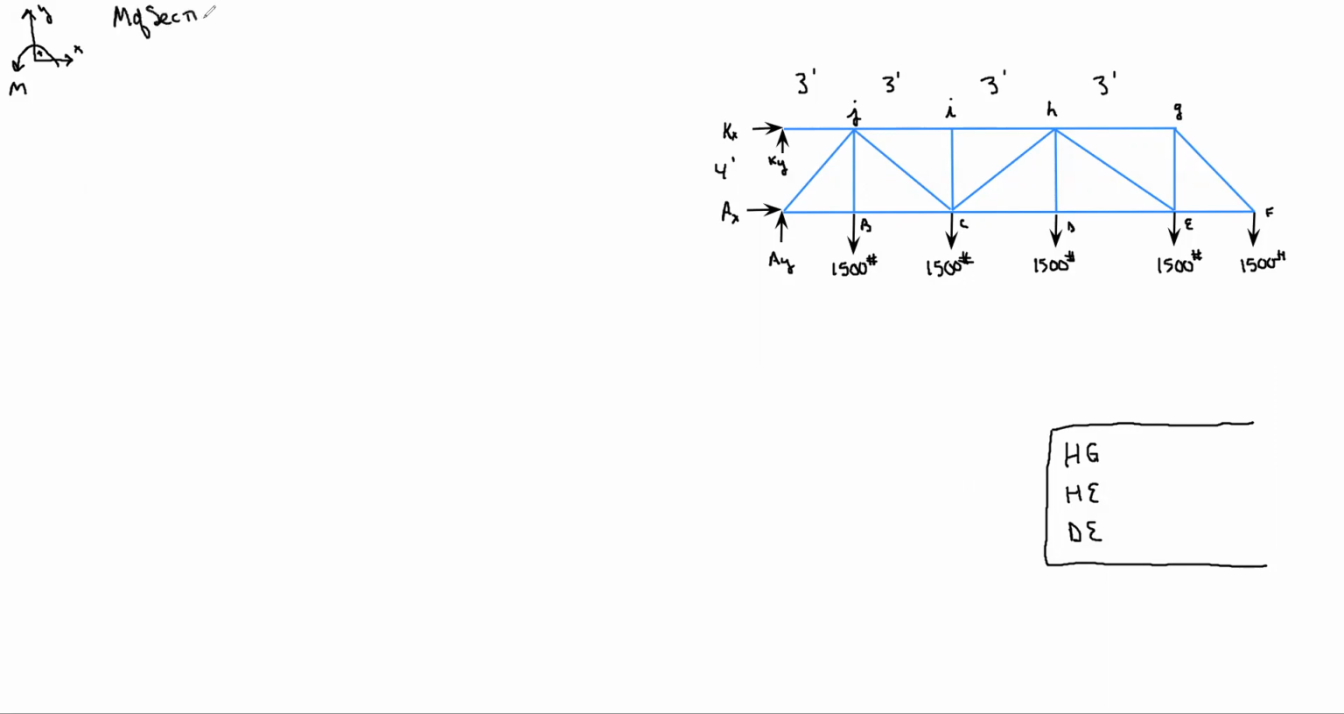I have the free body diagram of our truss. It is supported on the left-hand side by two pin connections, one pin connection at K, one pin connection at A. Our problem statement is to find the forces in the members HG, HE, and DE. We're using the method of sections, so let's go ahead and make a cut so we know where that is.